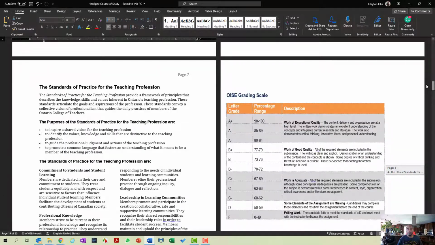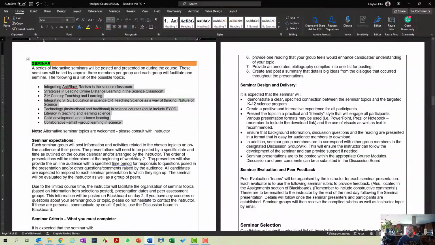Looking at the assignments specifically, the first assignment that you'll see referenced is a seminar. A seminar is if we were in a face-to-face environment and you were walking into a building, you'd stand up in front of the group of your colleagues and you would give a workshop on something. Your topics include integrating anti-Black racism, strategies in leading online distance learning in the science classroom, and so on and so on. You can read the whole list here. So you're working on this in groups. This is a group activity. So I know that you signed up for this course and you have a particular schedule. You're going to work in the evening, work in the nighttime, work in the morning, work all throughout the day.